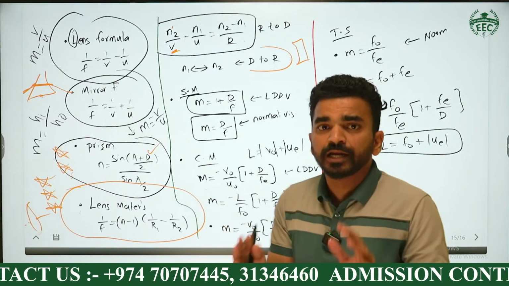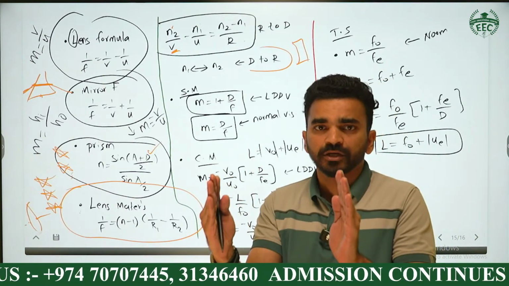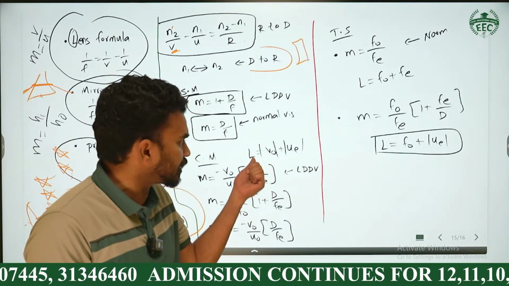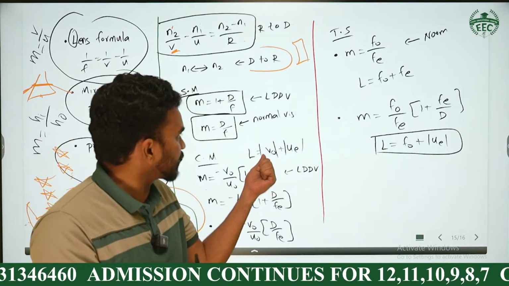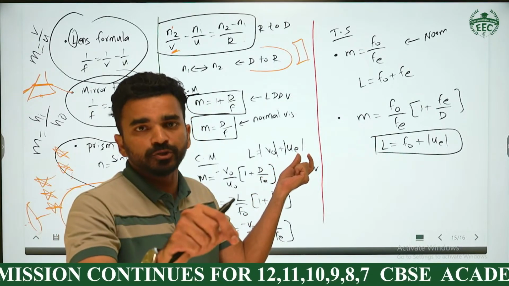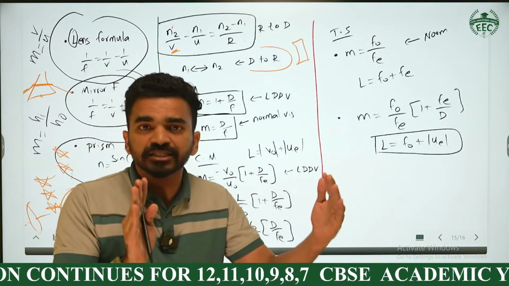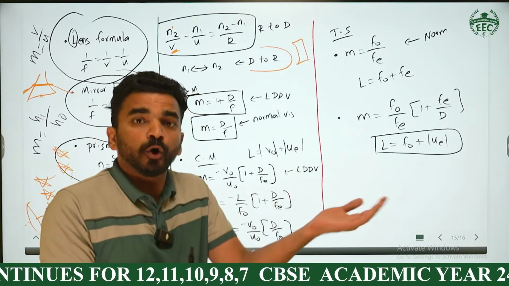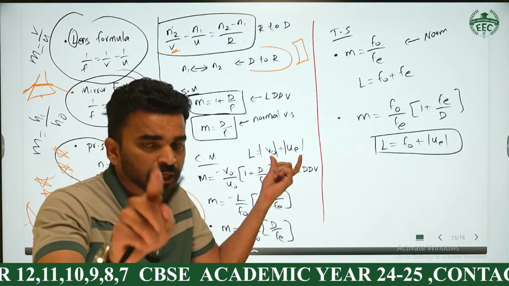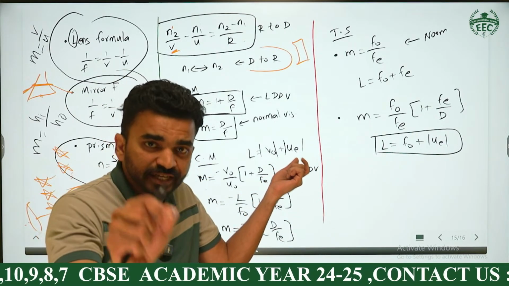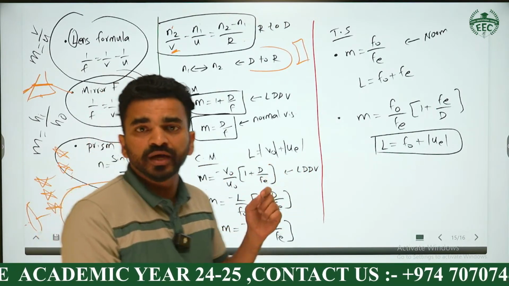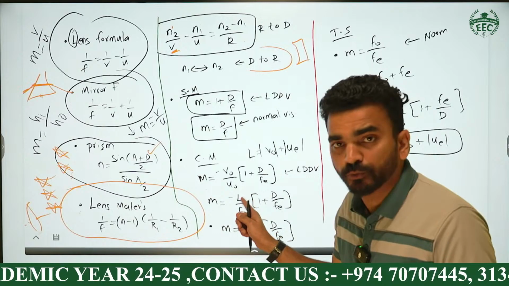L means what? L means the distance between objective and eyepiece. How to find the distance between objective and eyepiece in a compound microscope? VO magnitude plus UE magnitude. VO means image distance of objective, and UE means object distance of eyepiece. Take the magnitude. UE value you will get with a negative sign, but ignore the negative. You are finding the distance, so take the magnitude and add. That's the tube length here.